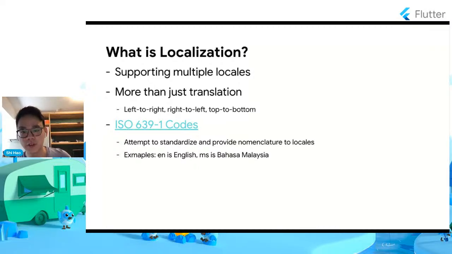In Flutter particularly, we use something called ISO 639-1. Basically, this is just an attempt to standardize and provide names and nomenclature to specific locales. So for example, the 2-letter EN abbreviation is for English, but it can be EN underscore UK or EN underscore US for more specific, American or British English. And MS is Bahasa Malaysia. And then I think IN or ID is Bahasa Indonesia.